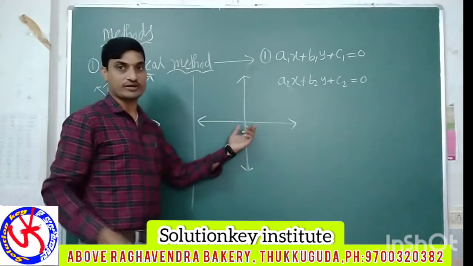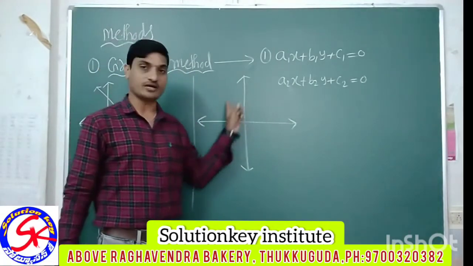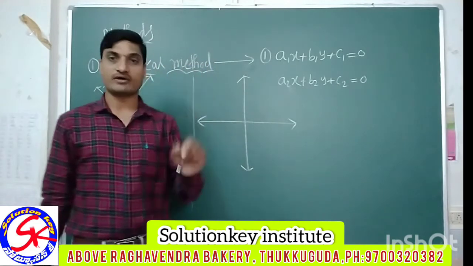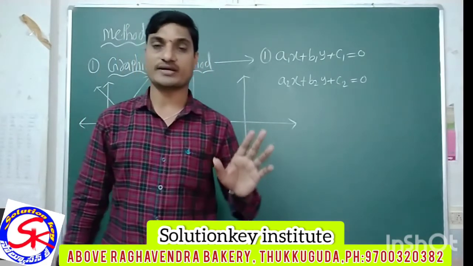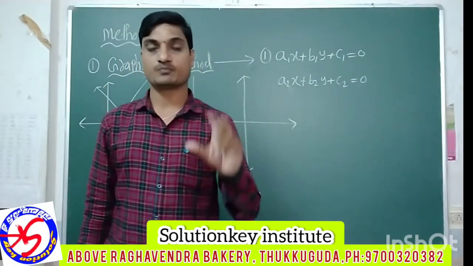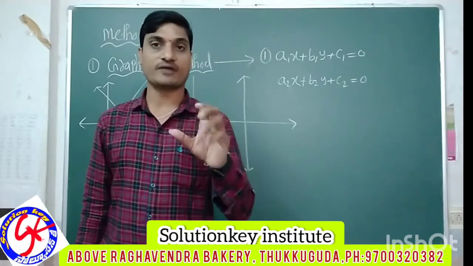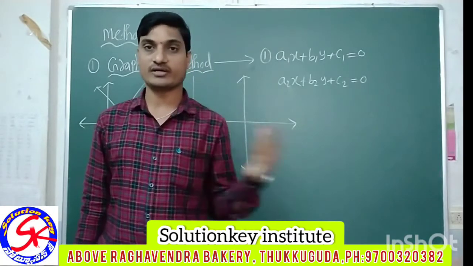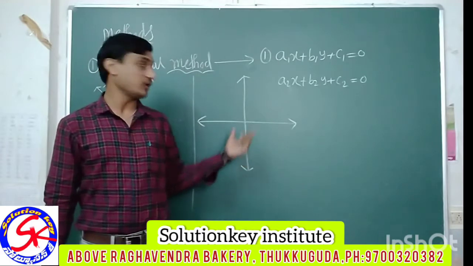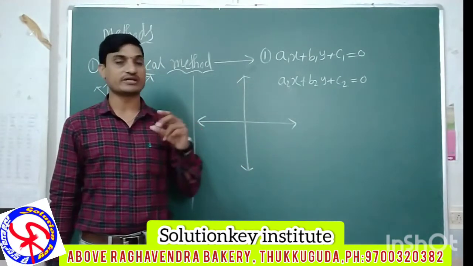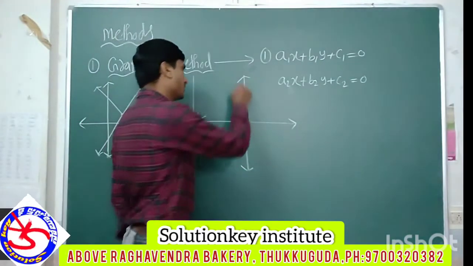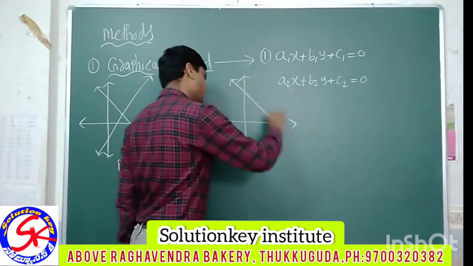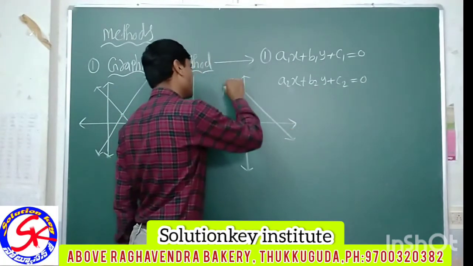Again, four quadrants. Already you know, in the graph sheet you form one vertical line and one horizontal line. These two lines form the four quadrants. In those four quadrants we are drawing the graph for the two linear equations. So once again, this line is not touching anywhere.